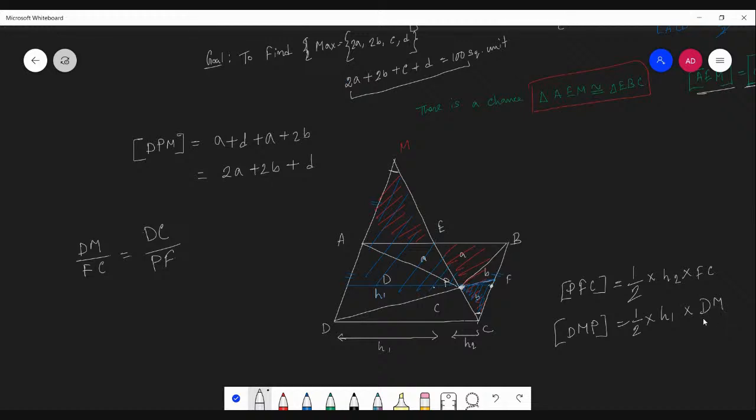Now, DM is actually half of AB. DM is twice of FC, because AD is twice of half of DM, and FC is half of AD. So it basically cancels out, and I find that it is actually twice of FC.